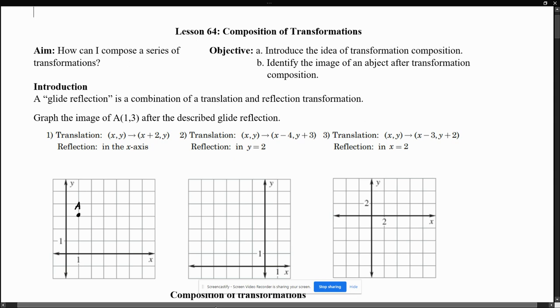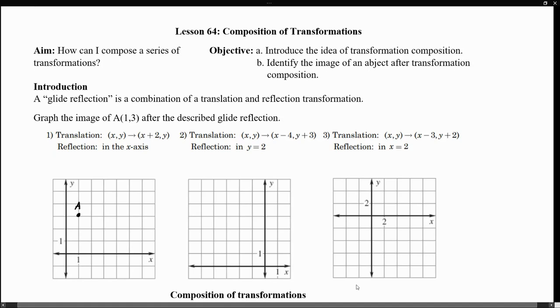Welcome. Today we'll be discussing the idea of composition of transformations. Now, the word composition, all it means is that we're going to be performing more than one transformation on an object. Sometimes a point, sometimes a full figure, but when you hear the word composition, it just means that we're going to be performing more than one transformation on the same object.